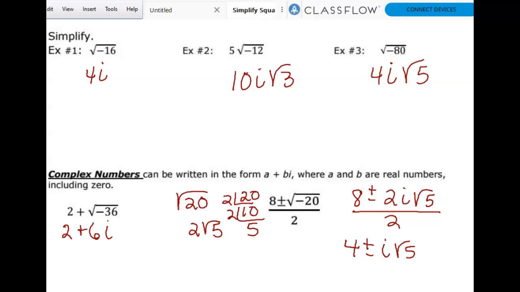Right, because it's just like in parentheses. It's protected, right? You can't do that.